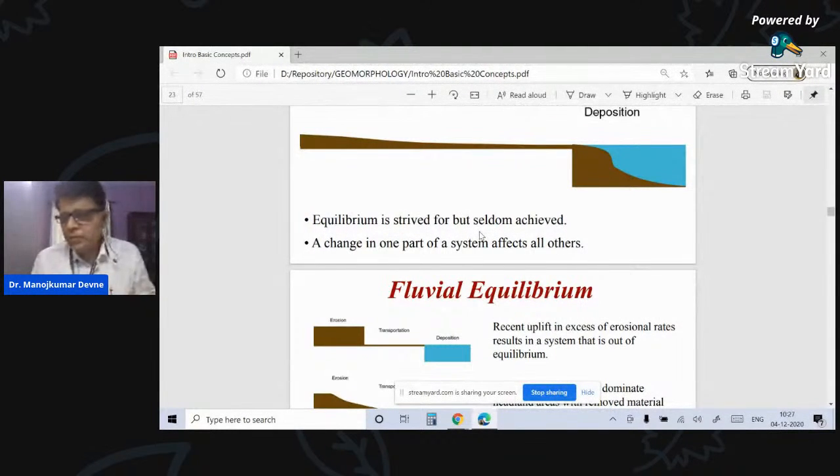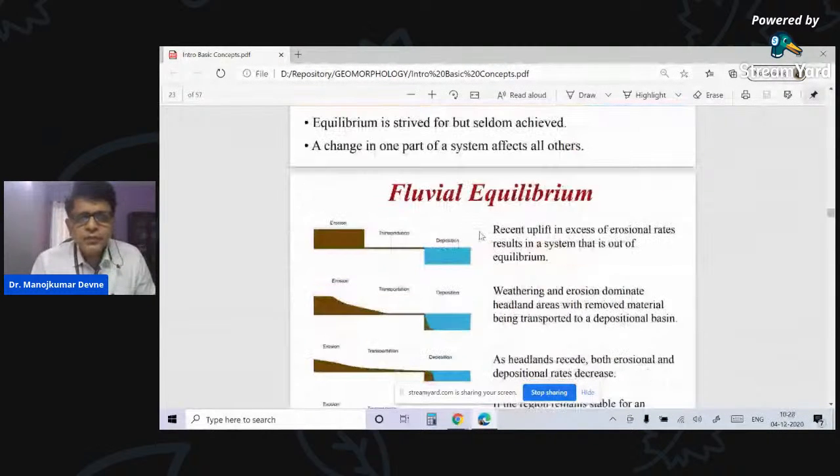Now just imagine if I come to equilibrium, what is going to happen? Nothing is going to go in, nothing is going to go out. As a consequence, in a state of equilibrium, a person would be dead, isn't it? And that's why equilibrium is seldom achieved as far as nature is concerned.